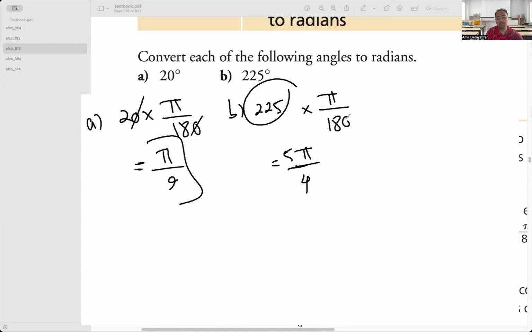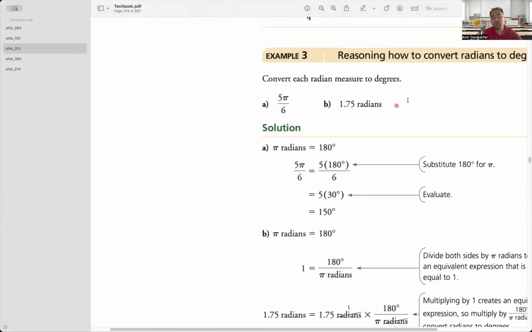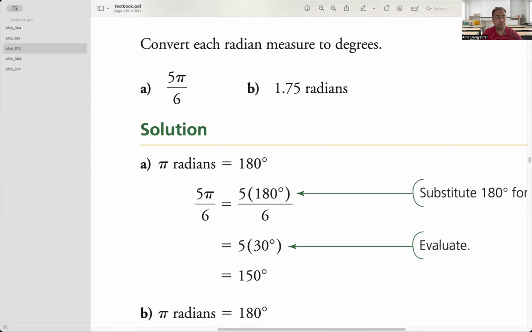If you simplify, I divided these two numbers by each other. I got 225 divided by 180, which is 5 over 4. And then there's a pi beside it. Simple as that. So when you want to convert from degrees into radians, multiply by pi over 180. That's what I wanted you to learn from here. And vice versa, if you want to go from radians into degrees, like this question here, you're just going to multiply it by 180 over pi.